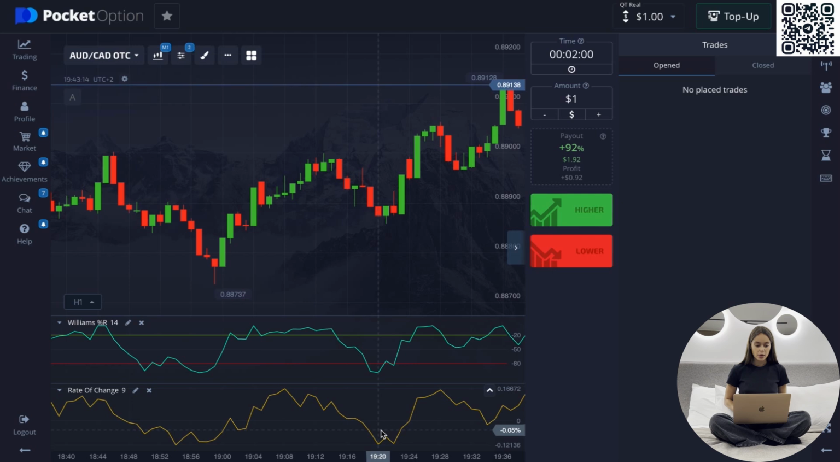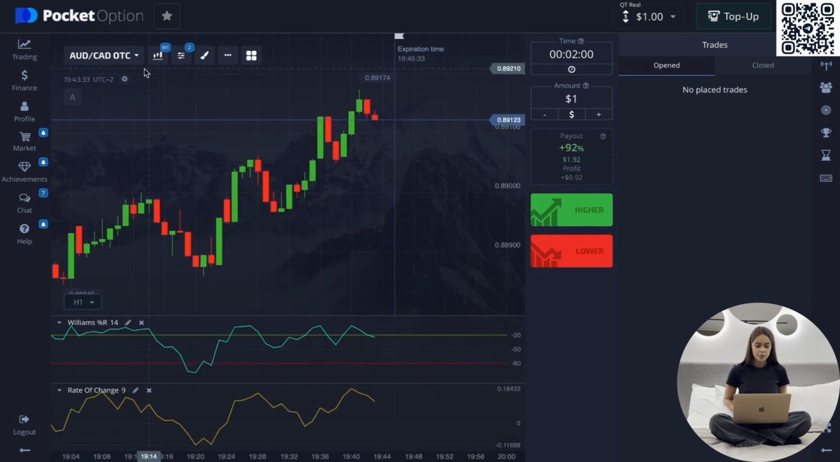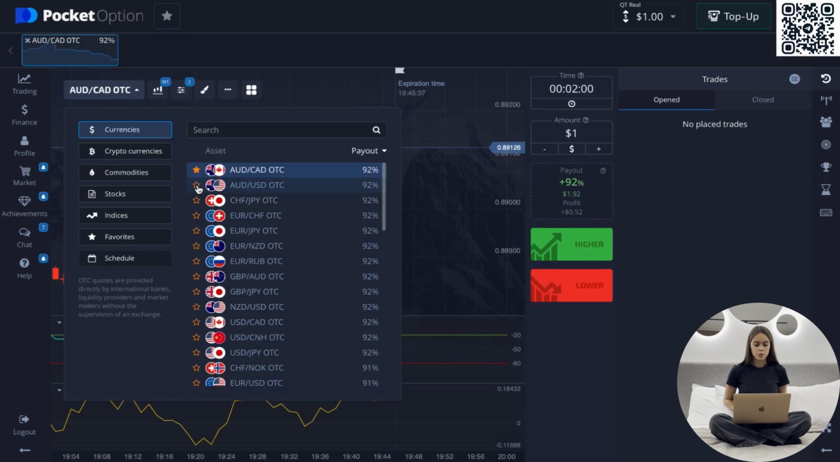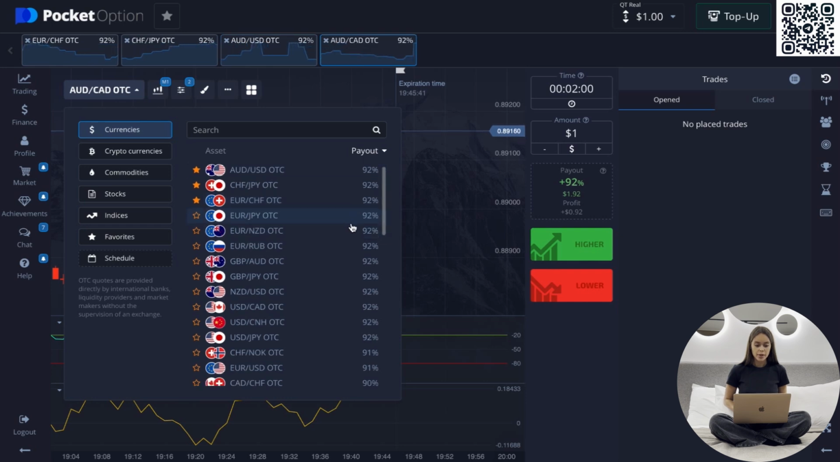The same thing in reverse. When we see that on the Williams Percent Range indicator the indicator line is in the oversold zone, that is, below the -80 level, we look at the Rate of Change indicator. If at the same moment the indicator line is below the -0.05% level, then we wait for the Rate of Change indicator line to cross the zero line from bottom to top. And at this moment, at the intersection, we open a deal for an increase for 2 minutes.